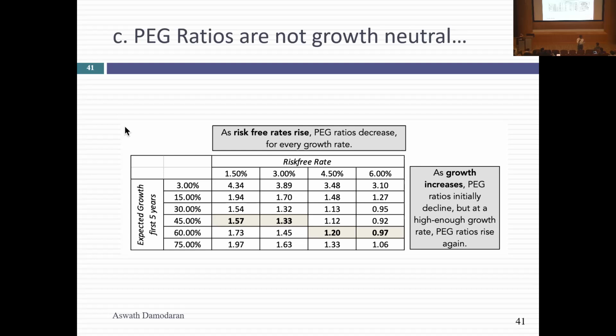You want low risk because high risk would explain it away. You want low return on equity or high return on equity? You want high return on equity. So you want a low PEG ratio, low risk, high return on equity. You want low growth or high growth? The answer is somewhere in the middle growth.